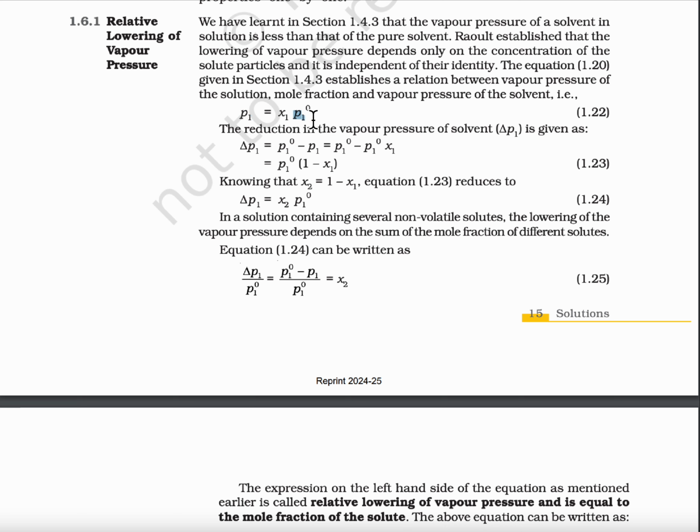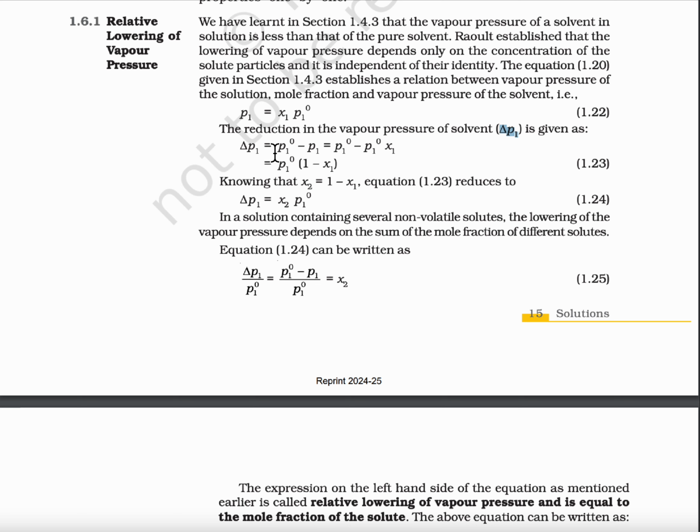P1 naught is the vapor pressure in the pure form, in the pure component. Now P1 is the vapor pressure in the solution, so P1 would be lesser than P1 naught. And by how much has it decreased? To find that, we are finding delta P1. Delta P1 is nothing but how much reduction there has been in the vapor pressure of the solvent, in its pure form and in its solution form.